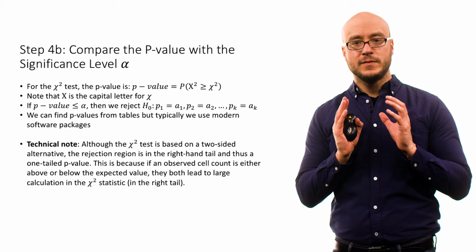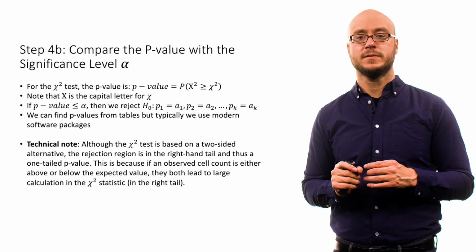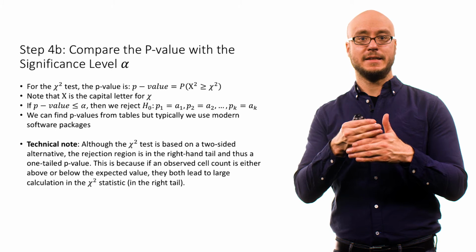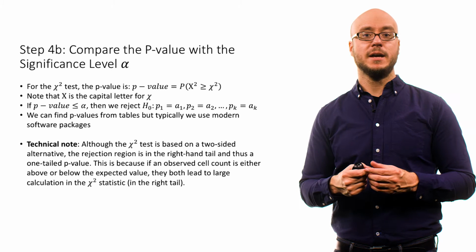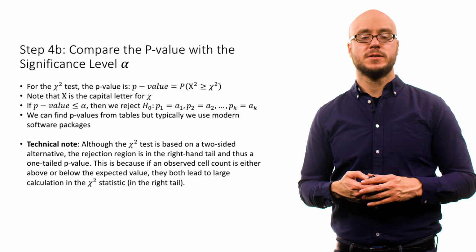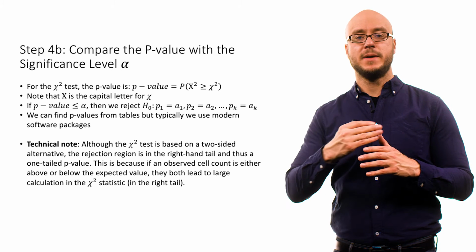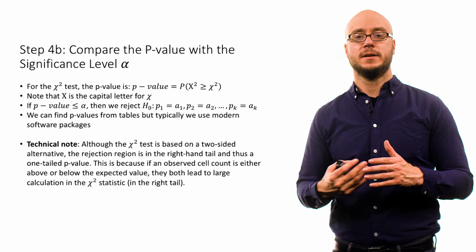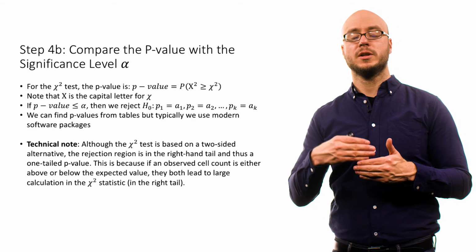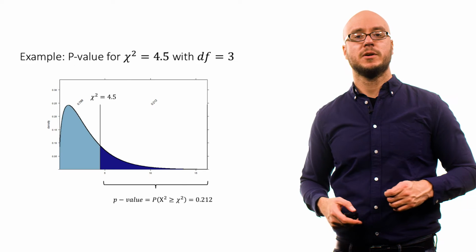And again, there's another technical note. The chi-square test is based on a two-sided alternative, because the idea of the alternative is simply that the claimed values in the population don't equal at least one of the actual values in the population. It's a two-sided test. However, the p-value is based on a one-tailed rejection region. Again, this is because if an observed cell count is either above or below the expected number of counts, they both lead to large calculations in the chi-squared test statistic.